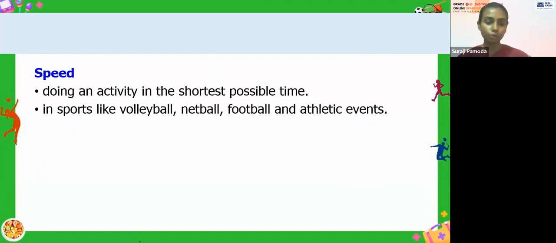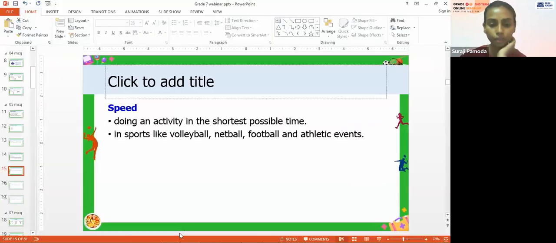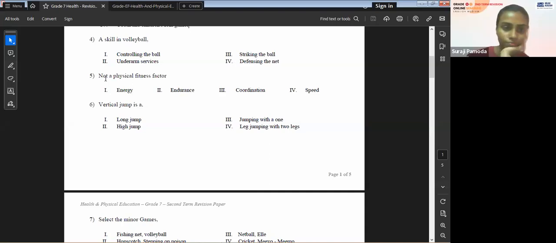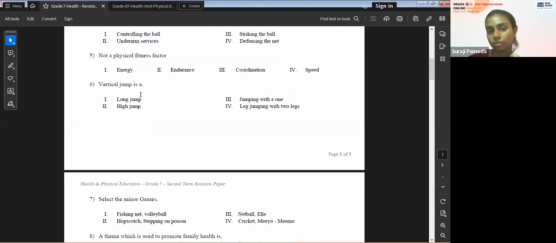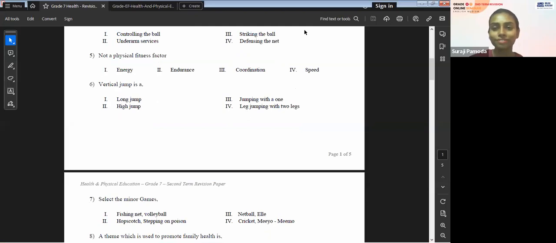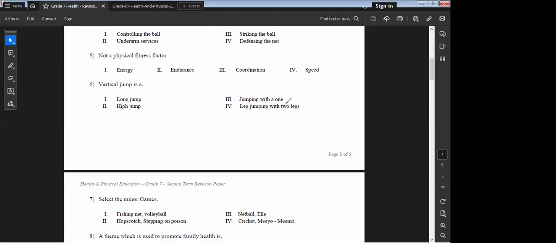Okay, so do you have anything to ask about that part? Any questions? No. Okay, so the answer should be energy, right? And then the sixth one, vertical jump is, what is the answer? Long jump. Long jump. High jump. High jump.